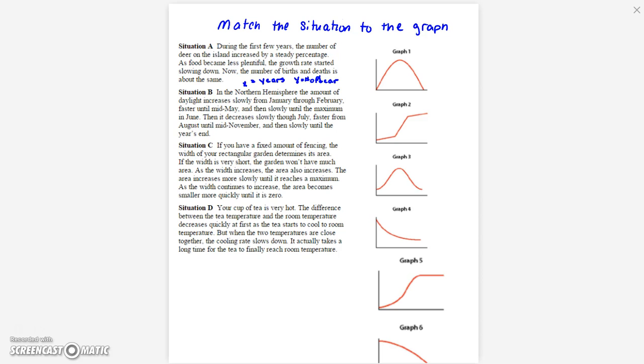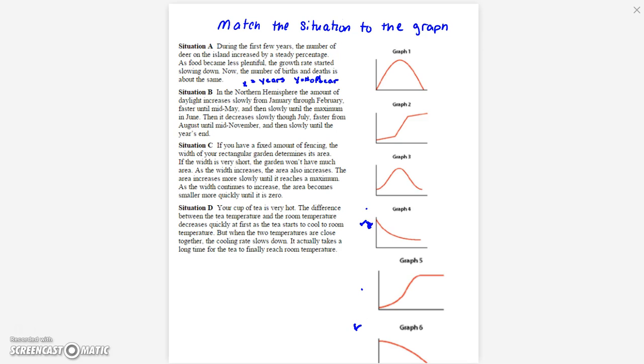So I can rule out graph 4. I can rule out graph 4 because that starts out decreasing, right? And graph 6 is decreasing also here. So I can rule that out. So it's got to be one of these other graphs.